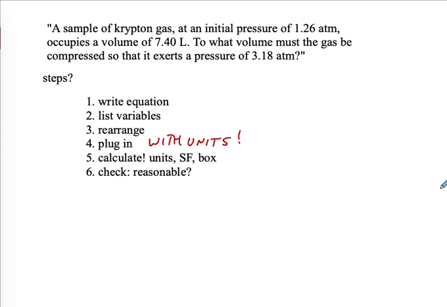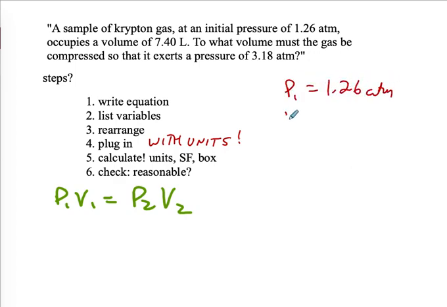So we see that the problem involves pressure and volume, so we know it's going to be a Boyle's law problem. So we will begin by writing down the equation. P1V1 equals P2V2. What do we have? Well, let's go back and list our variables. So our initial pressure is 1.26 atmospheres. Our initial volume is 7.40 liters. The question asks, to what volume must the gas be compressed? That means we're looking for V2. So that it exerts a pressure of 3.18 atmospheres, that must be our final pressure, P2.